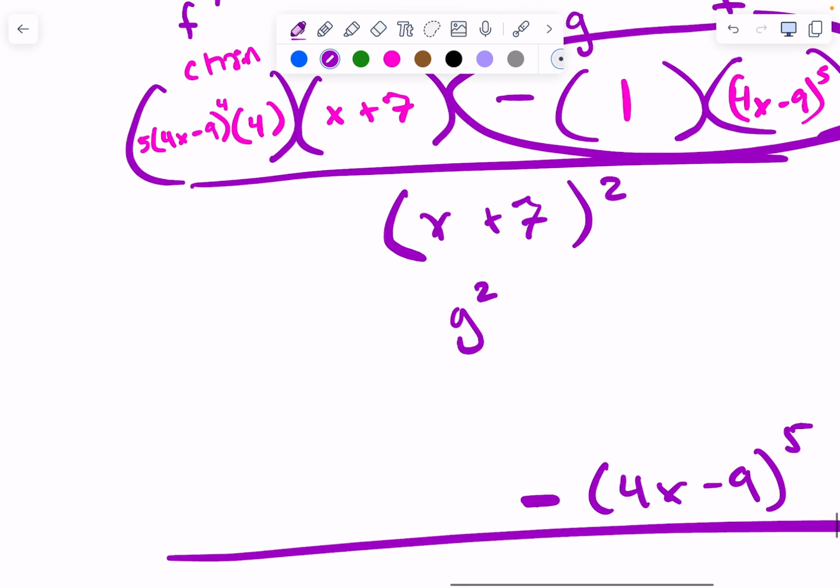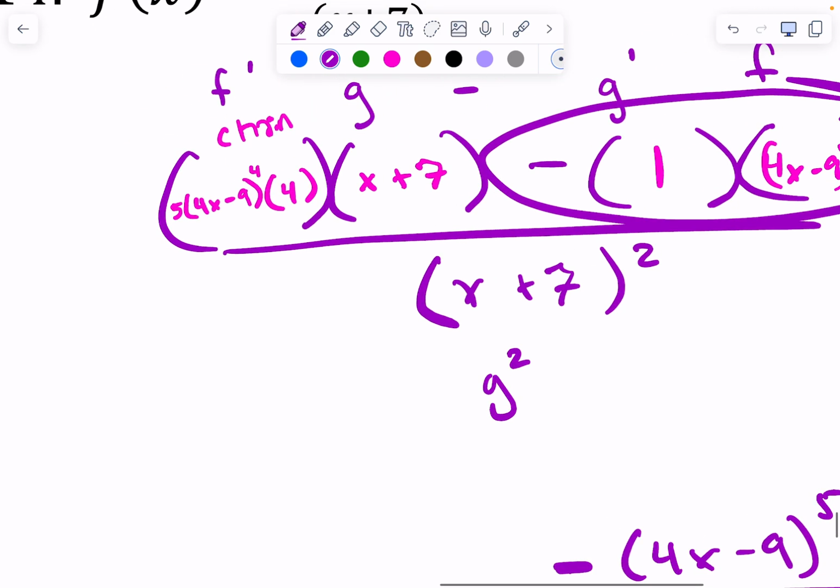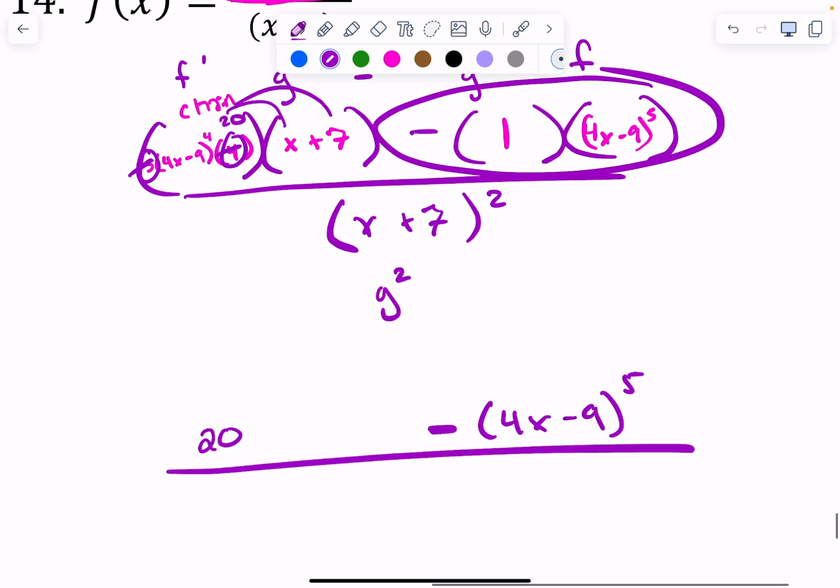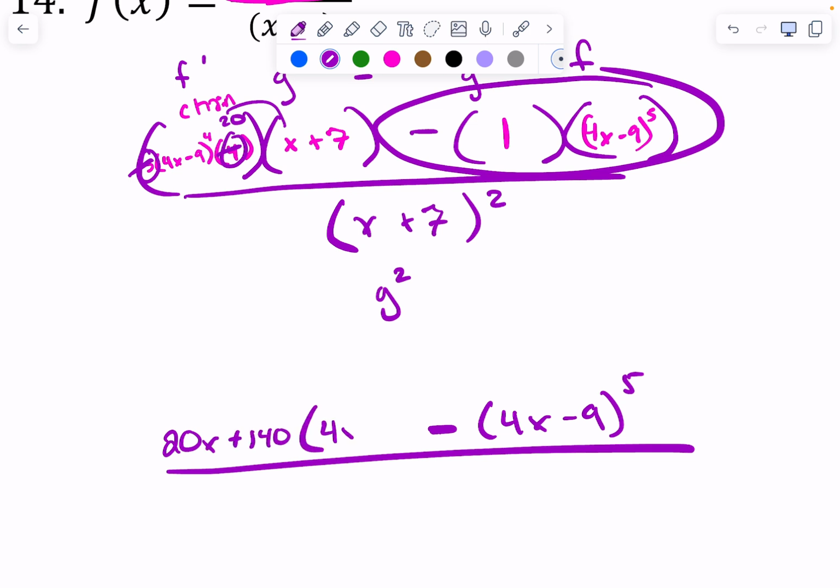Over here on the left side, what are we going to do? 5 times 4 is 20. Now I can distribute the 20 through to the x and the 7. So that makes 20x plus 140, times that junk. And that is not quite right. What's wrong with mine?